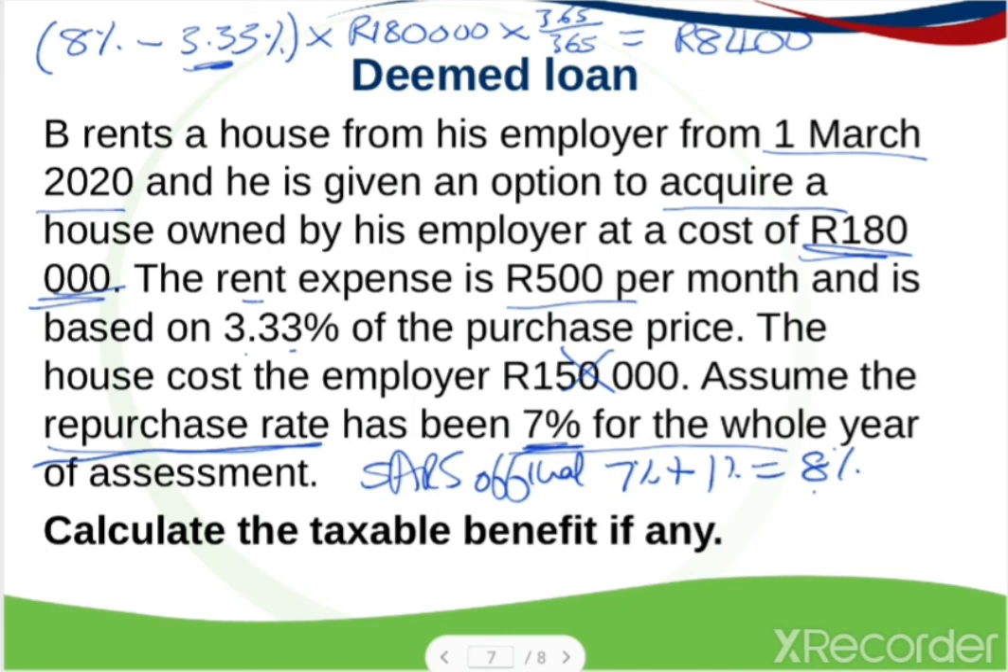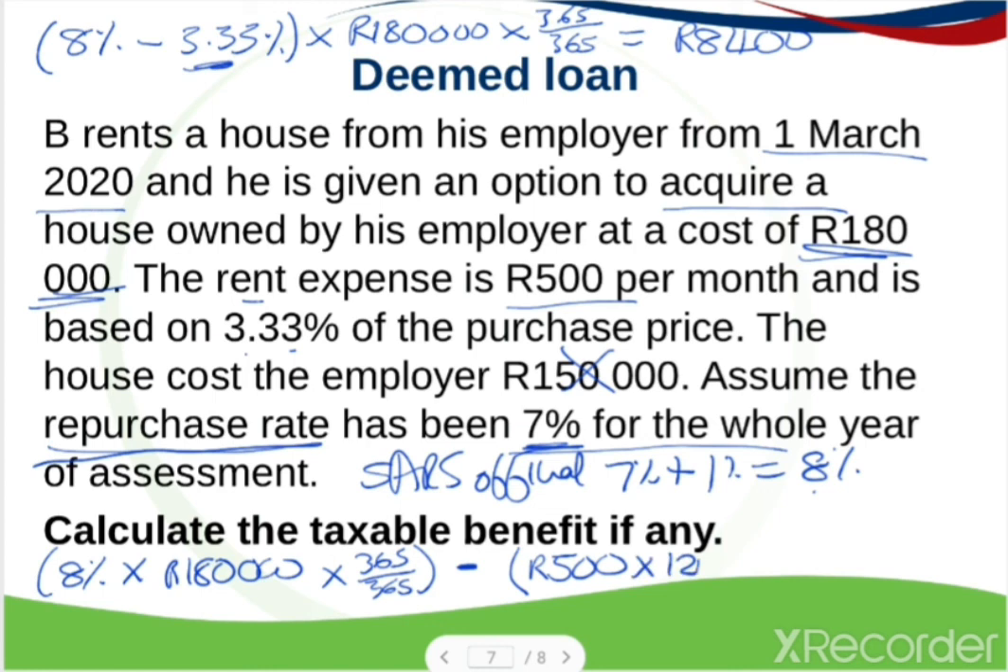If you were not given the percentage of the rental, or the rental as a percentage of the agreed price, you can still use the actual rent expense. Your calculation just looks slightly different. You would start with the official rate of 8%, multiply by the 180,000 being the agreed purchase price, multiply by 365 over 365, and then minus the rent expense, which would be 500 rands times the 12 months. It should still get you to the same answer. Okay, that's how you'd work out the fringe benefit for a deemed low interest loan.